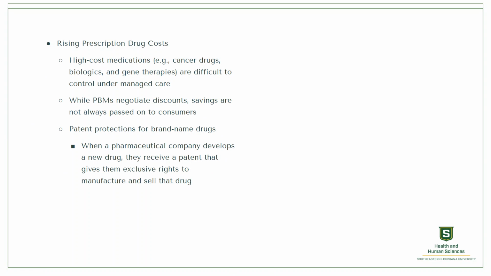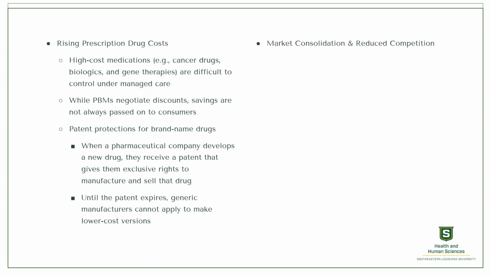Pharmaceutical companies get about 20 years of protection to manufacture and sell drugs exclusively within the period that the patent is active. Generic manufacturers cannot apply to make the same drugs at a lower price, which then limits competition. So for some treatments, the only drugs on the market are just those brand names, and they have a higher copay for patients. So that brings a challenge.